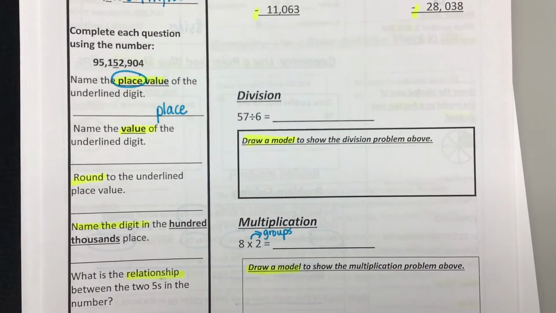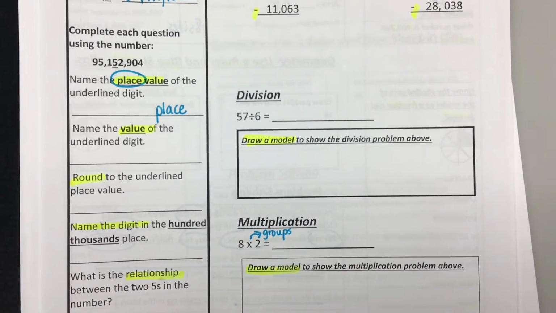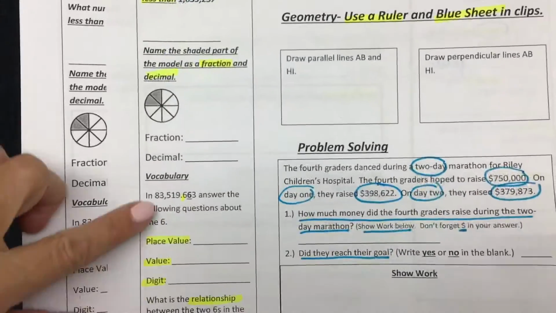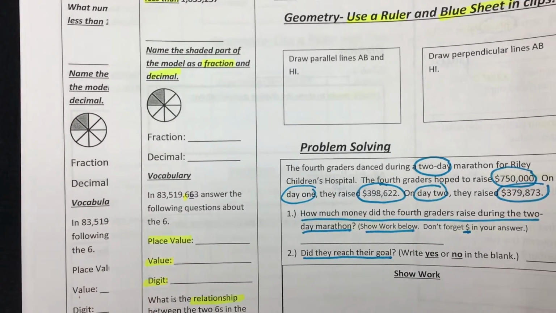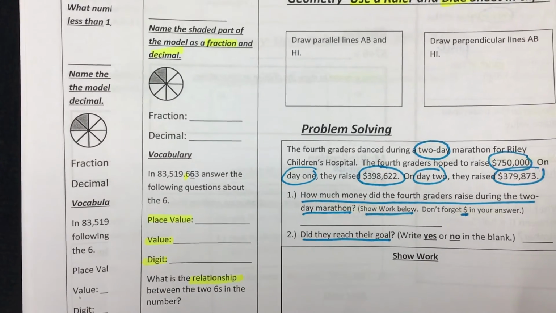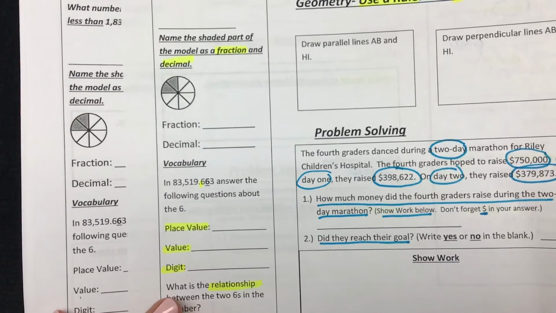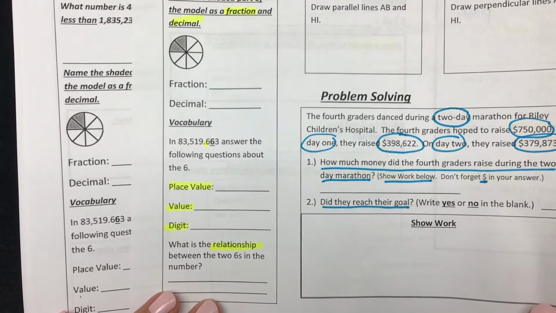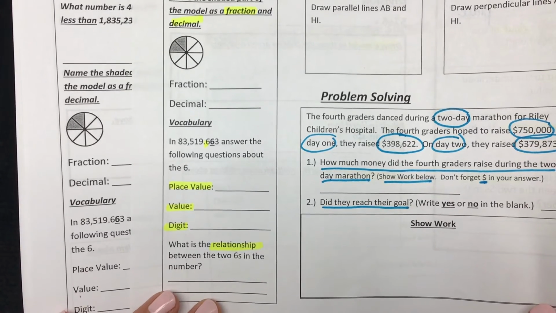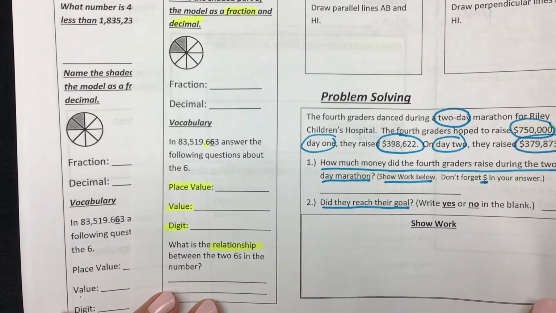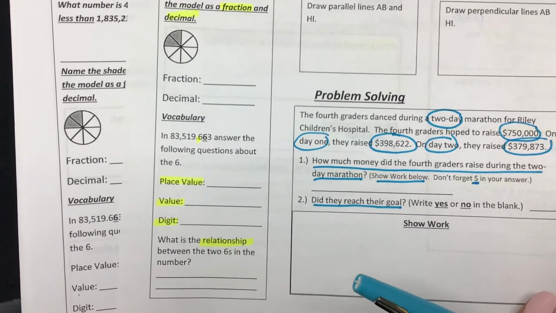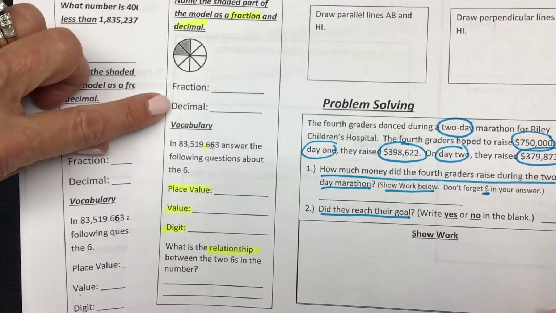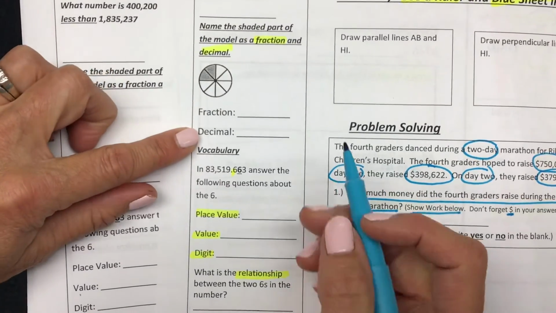What do you got for me, Noah? Decimal one? Which decimal one? Down here? Which one? Place value, digit, or the relationship? All of them. All of them. You have to pick one. Which one? Decimal? Right here? Okay. Well, that's kind of a tricky one.